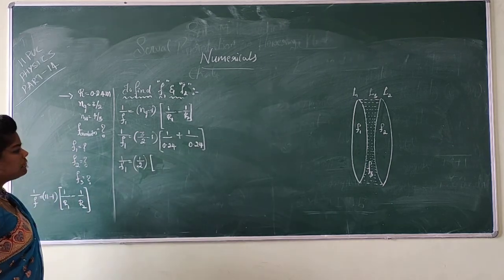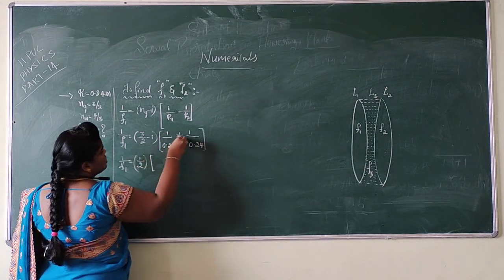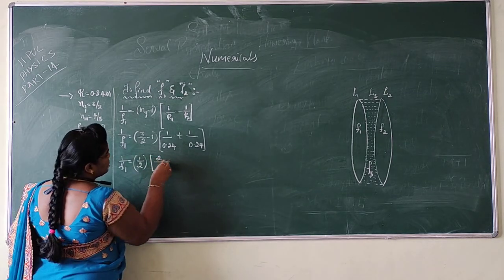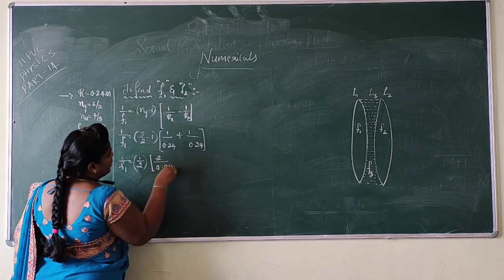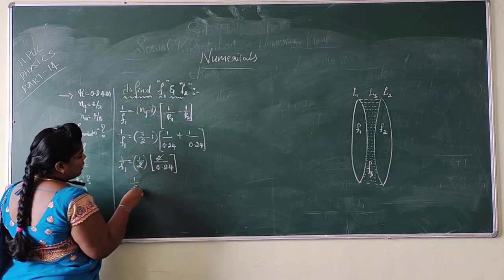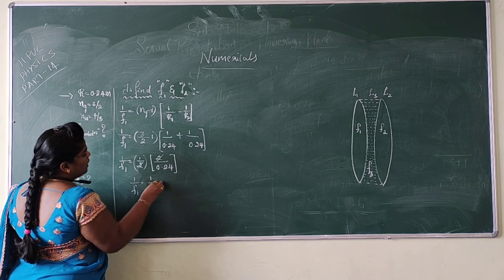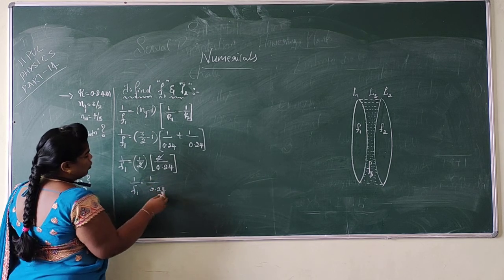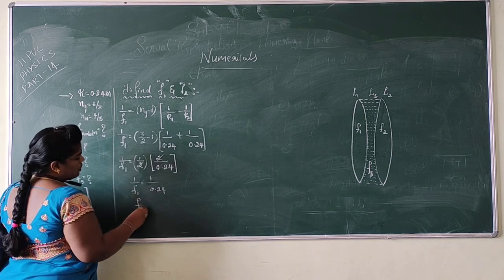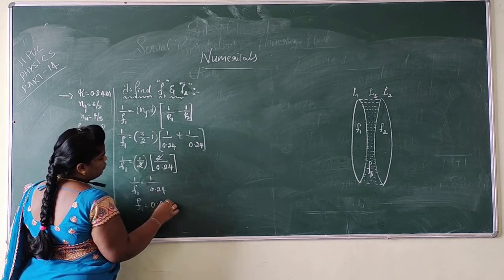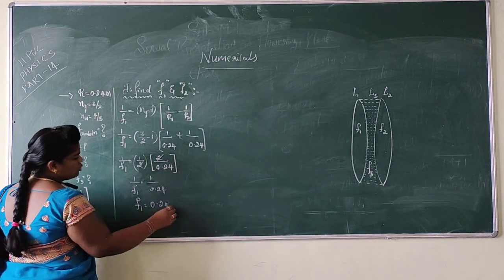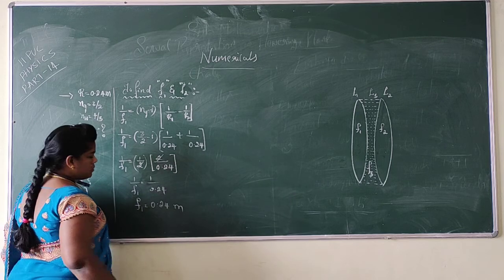Now observe it carefully. 1 by 0.24 plus 1 by 0.24. It means 1 plus 1 is 2 divided by 0.24. Here the 2s cancel with each other. Remaining is 1 by F1 is equal to 1 divided by 0.24. So the value of F1 is equal to 0.24. See my dear students, here they have given it in terms of meter. So here also we should write it in terms of meter.